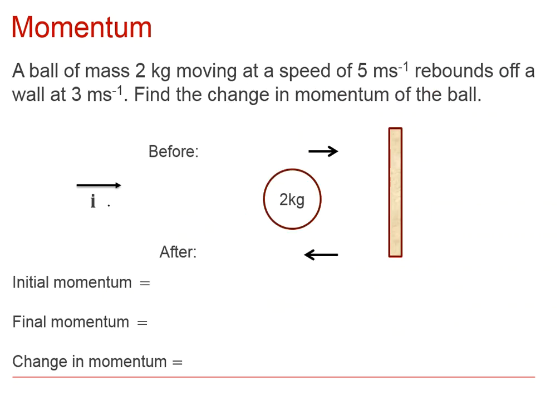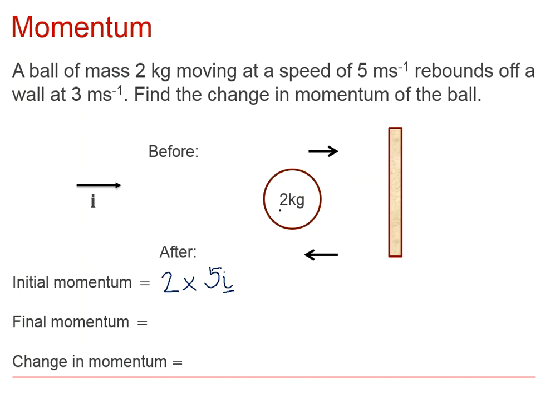So we're going to start now with an example which is a recap of some previous work that you may have done. Remember, we've got here the direction vector i and it's pointing to the right, so that's the positive direction. So if we think about the initial momentum, remember it is the mass times the velocity, so it's 2 times 5i. Remember to underline your vectors.